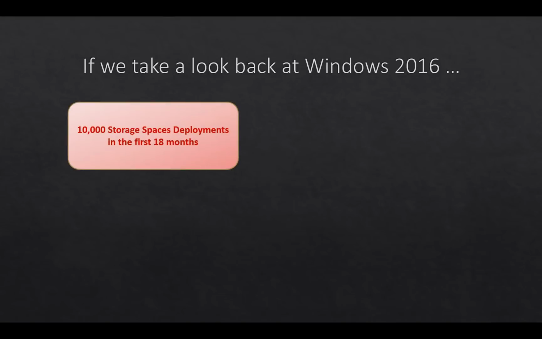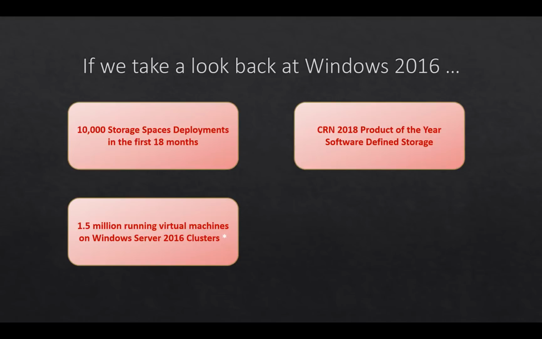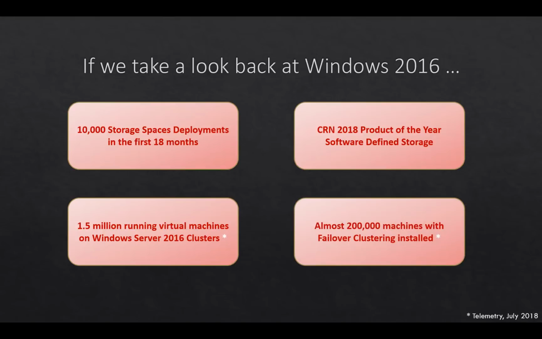So if we take a look back at Windows 2016, 10,000 Storage Spaces Direct deployments in the first 18 months. This is huge for a V1 product. We were named CRN 2018 Product of the Year for software-defined storage with our Storage Spaces Direct. 1.5 million running virtual machines on 2016 clusters, and almost 200,000 machines with failover clustering installed.